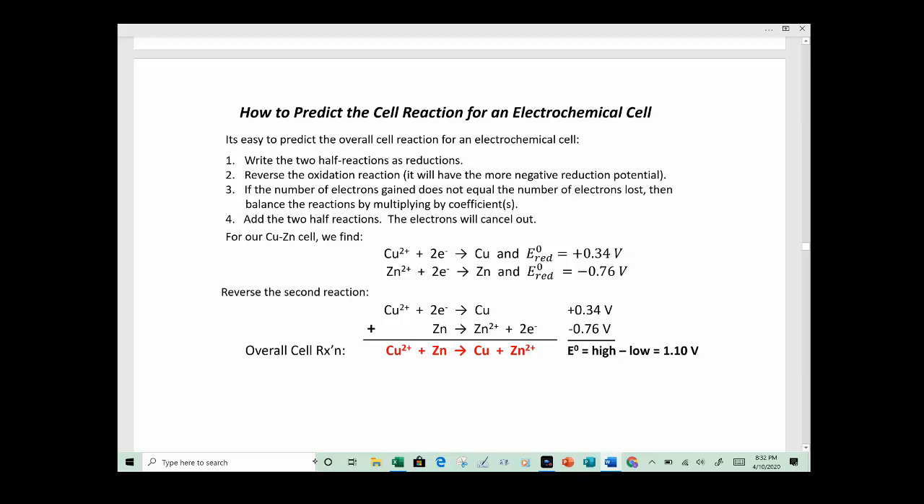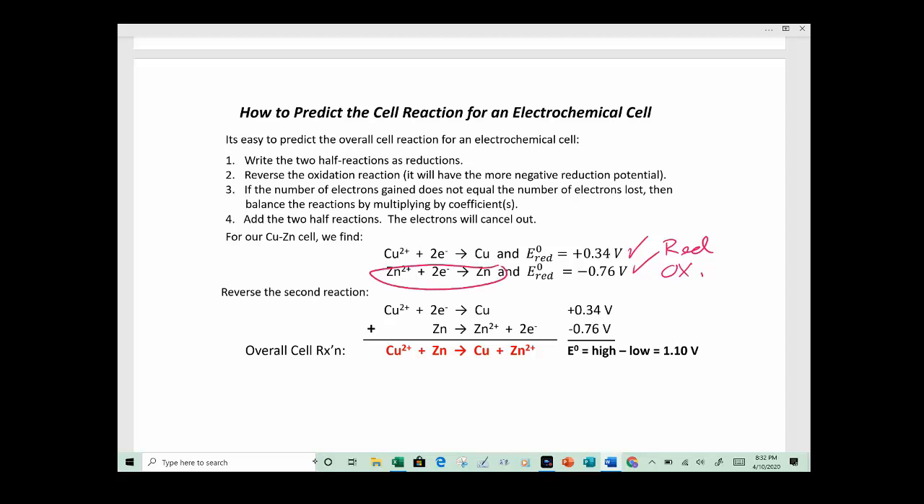So I showed you that. I have it again here. Only I'm going to show you one more thing here. I'm going to show you how to write the overall cell reaction equation. So given these two reduction potentials, we know that the copper ion is going to be reduced because it's more positive, and the zinc is actually going to be an oxidation. So we have to flip this reaction.